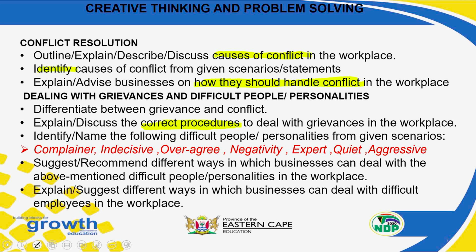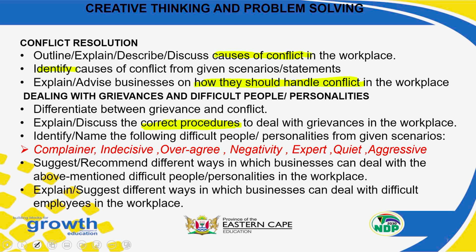The difficult people or personalities are: the complainer, the indecisive person, the person who is always over-agreeing, the negativity, the expert, the quiet, and the aggressive. Those are the types of personalities that we have. Then we must recommend different ways in which businesses can deal with the above difficult people or personalities. Then the last one, ways in which the business can deal with difficult employees.